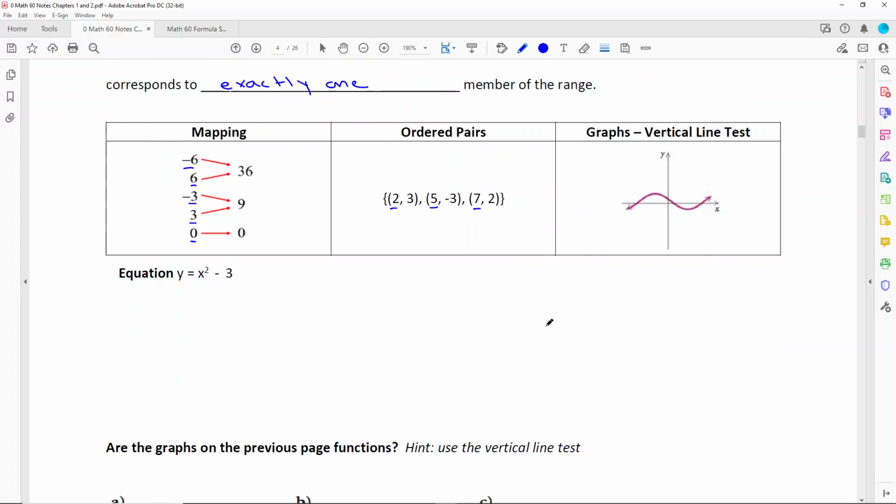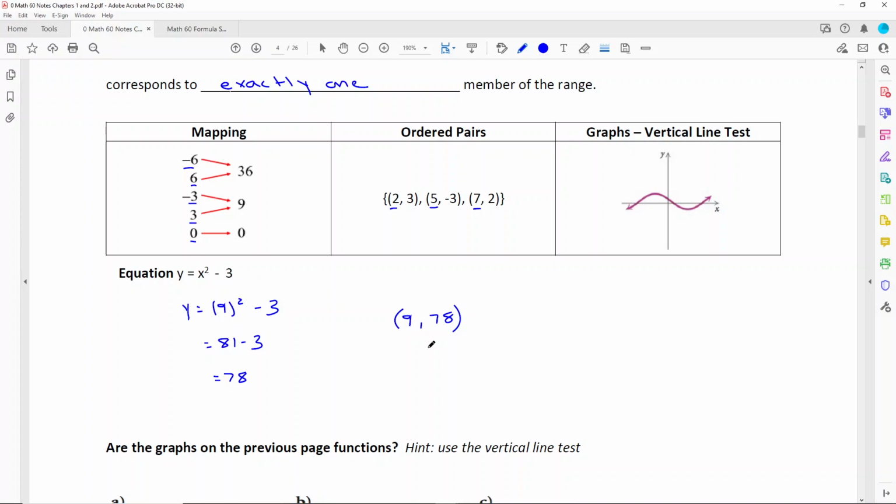Okay, but let's look at an equation of a function. When I put in an x value like, I don't know, 9 again, ooh, I picked a big number. Why did I do that? So if I put in a value like 9 again, I get 81 minus 3, which is 78. When I put in an x value of 9, I got only one y value. That's functional. That makes sense to me.